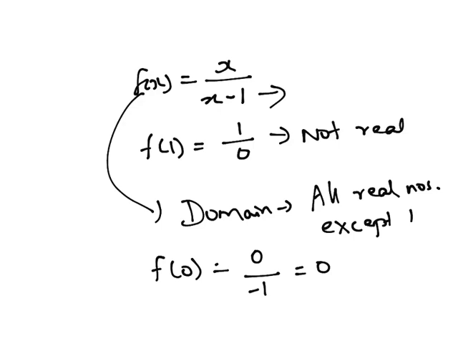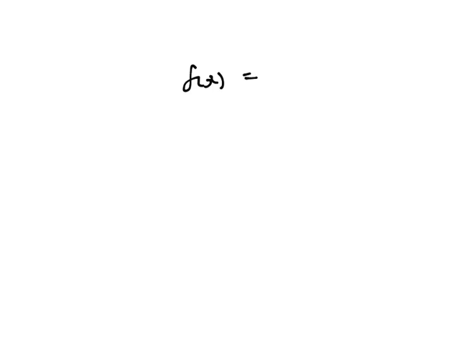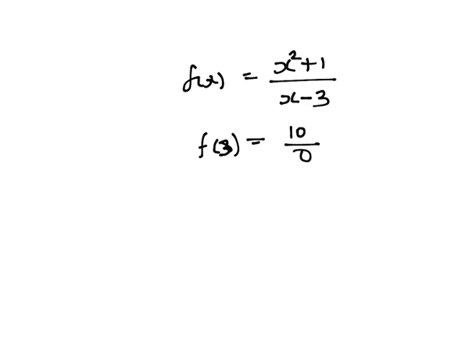Let me give you another example to make you understand this concept better. Let us say f of x equal to x square plus 1 by x minus 3. Now here, look at the denominator, students. It is x minus 3. If I substitute x as 3, the denominator will become 0, isn't it? When I try to find f of 3, you will get 10 by 0, which is not a real number. So 3 is not part of the domain. For this function, the domain, let me write it as capital D for convenience, is all real numbers except 3.